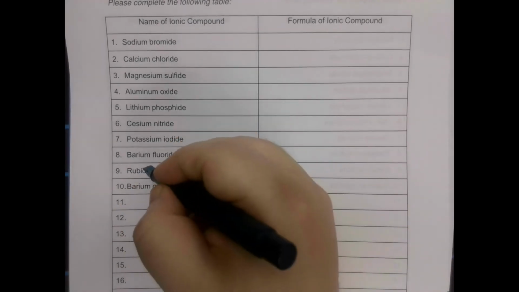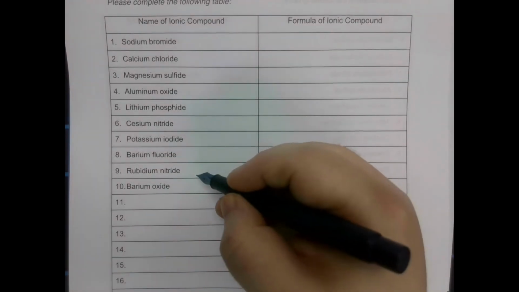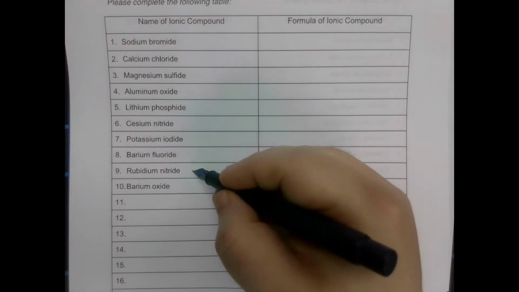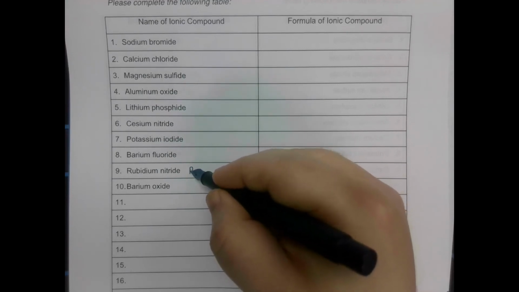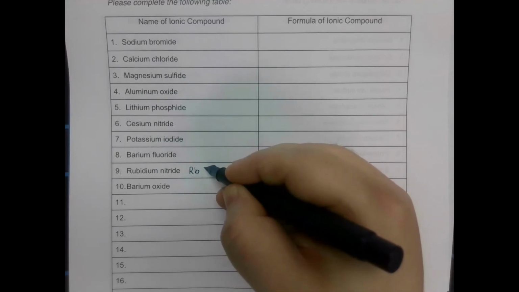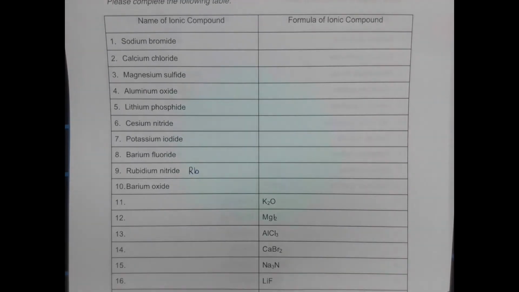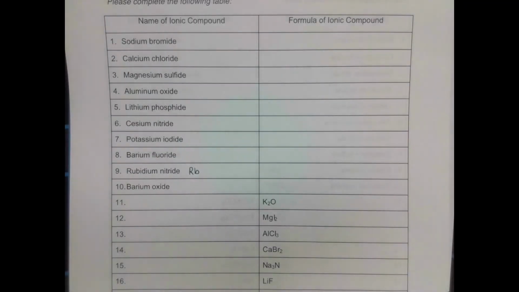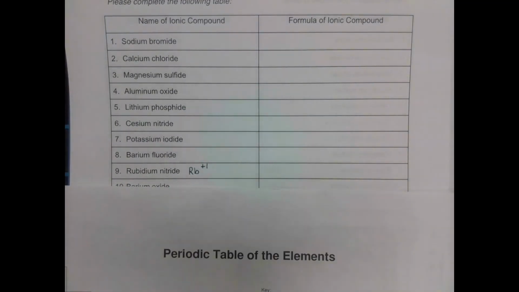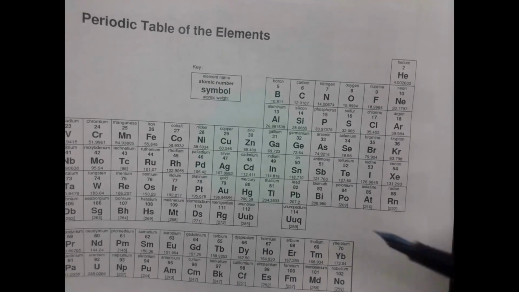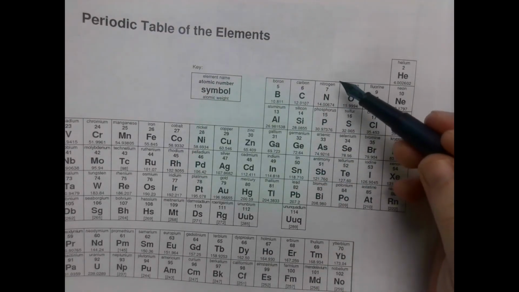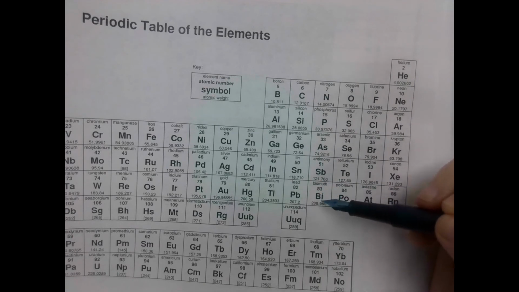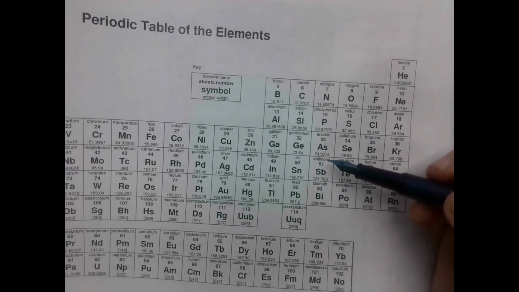So what is the ion of rubidium? What charge does rubidium have? So rubidium is right here. It's +1. Everything in group 1 has +1. What about nitride? Nitride is right here.